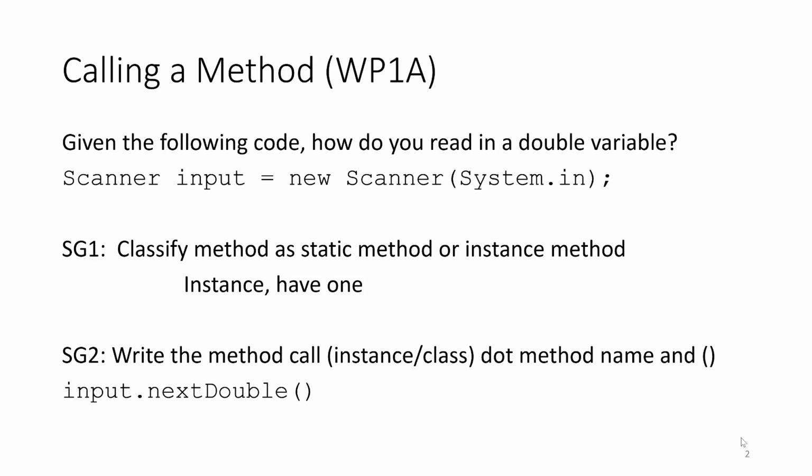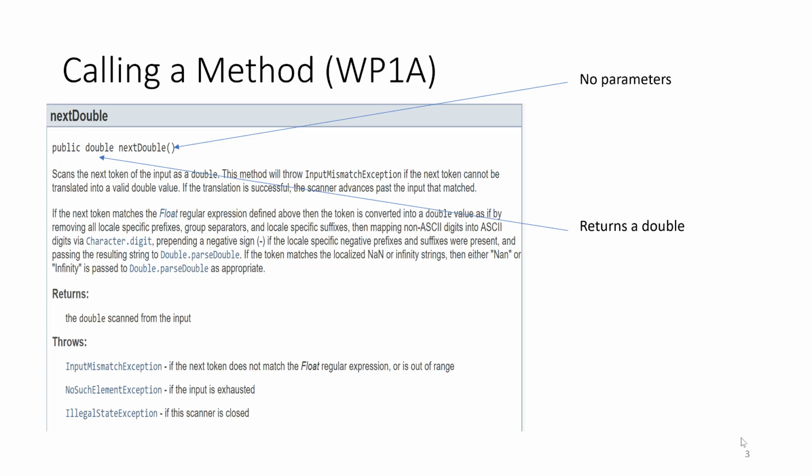You may not know if it's a static or an instance method at this point. Most everything that you do will generally be an instance method. You have to know the name of the method that you want to call or look it up within the API. For reading in a double variable, the name of the method is nextDouble. Now we want to be able to call this.